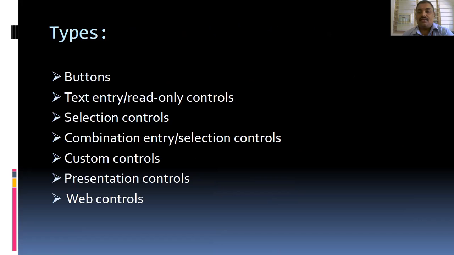And what are the types of screen-based control? The first one is button. Second, text entry read-only control. Third, selection control. Fourth, combination entry or selection control. The fifth one, custom control. Sixth, presentation control. And the seventh one is the web control. Okay. So these are the different types of control that we come across in a daily user interface. Being a user interface designer or developer, you have to understand what the types of controls are, and on what circumstances which control is to be used, that you have to understand thoroughly. So this is called the control types.